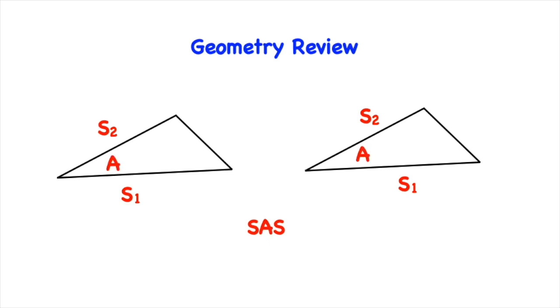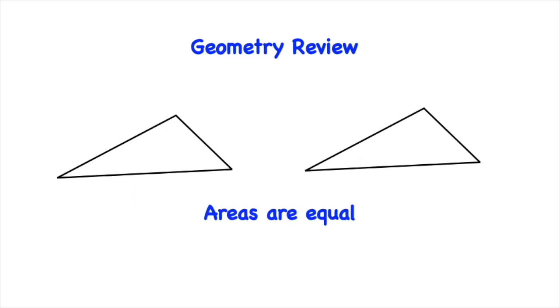If two pairs of corresponding sides and their intervening angles are equal, the triangles are congruent by the side-angle-side rule. Finally, if any two pairs of corresponding angles and one pair of corresponding sides are equal, the triangles are congruent. If two triangles are congruent, naturally their areas are equal.